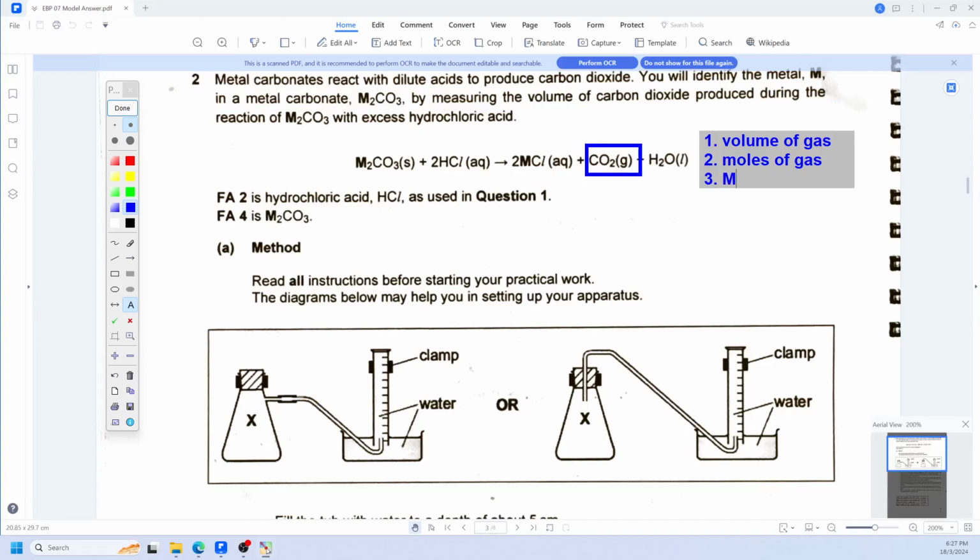From the moles of gas, you're then able to find the moles of usually the carbonate compound, because they will give you the equation. So for example, this is a 1:1 ratio of the carbonate to the carbon dioxide. Sometimes they may ask you to find M, sometimes they may ask you to find some other things, but usually that's the way it works out. From the volume of gas, you find the moles of gas. Then from the moles of gas, you go backwards.